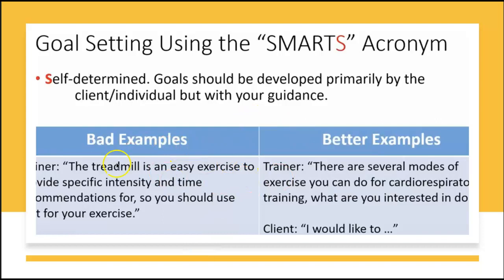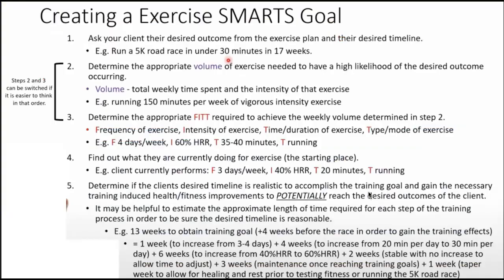So self-determined goal, the trainer says the treadmill is an easy exercise. So a better example is the trainer says there are several modes of exercise you can do. And then the client will say, I would like to, rather than telling them this is what you should do, giving them options so that it's a self-determined option. And this is kind of that middle section here that we had kind of gone into.